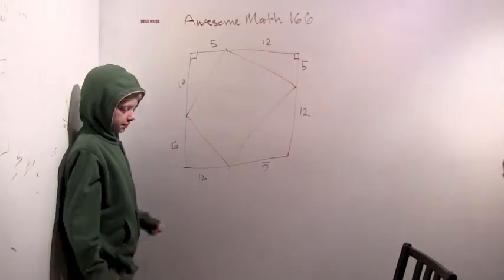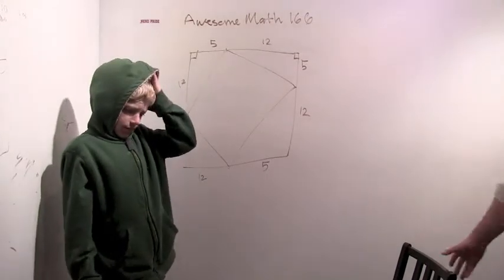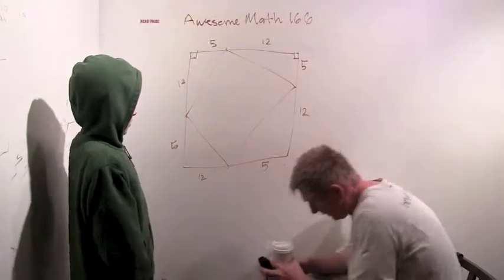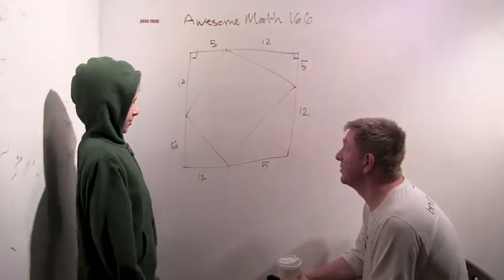AwesomeMath number 166. So today we started a new section, and what was that section about? Right triangles. And what did we do? We proved the Pythagorean theorem.